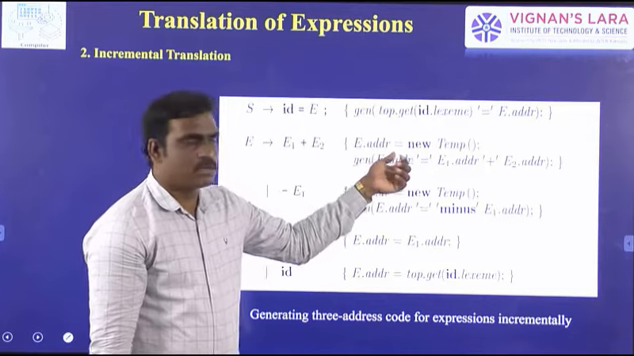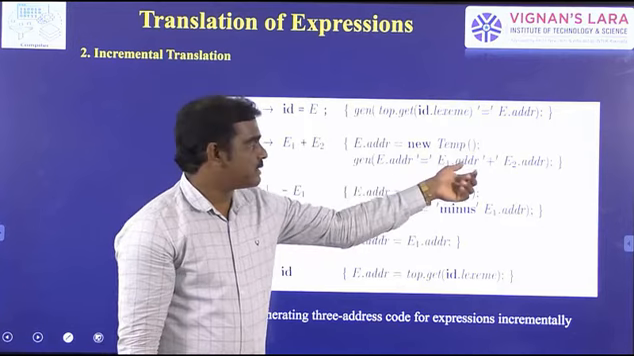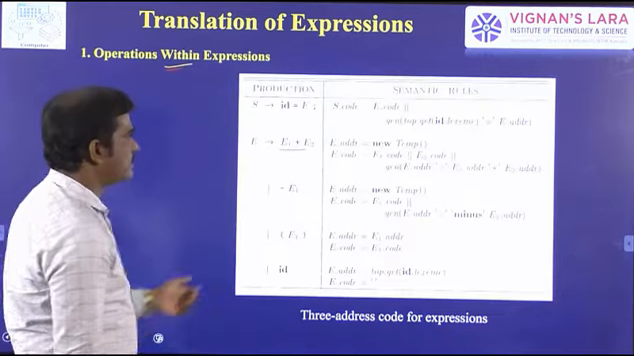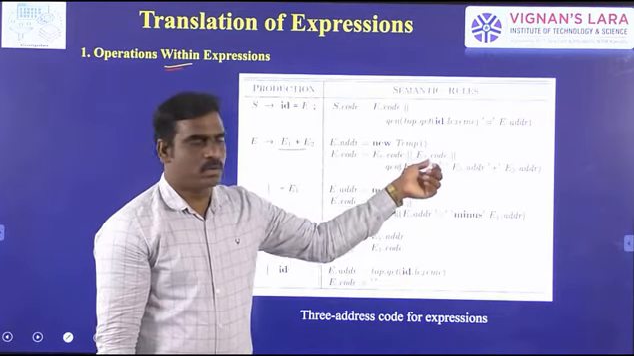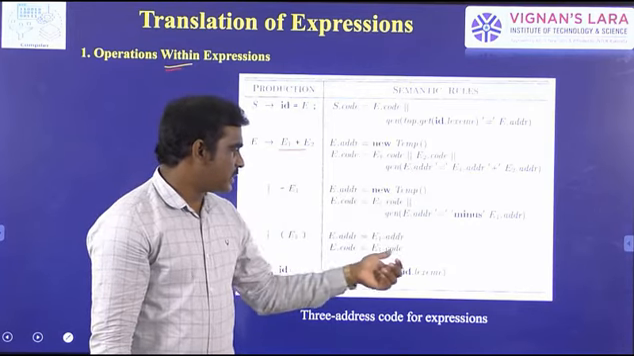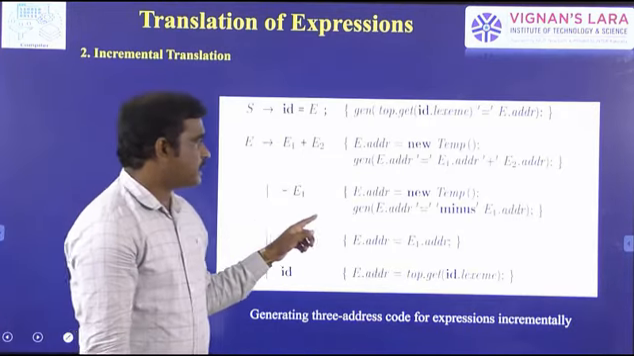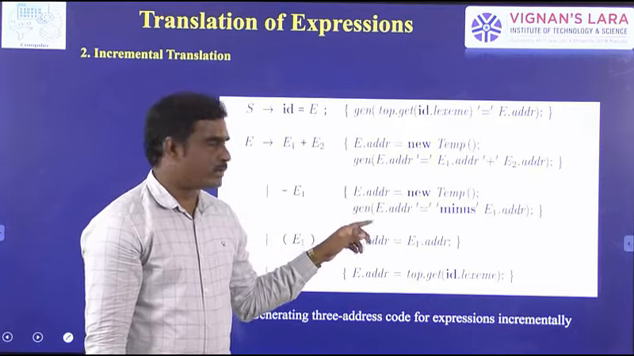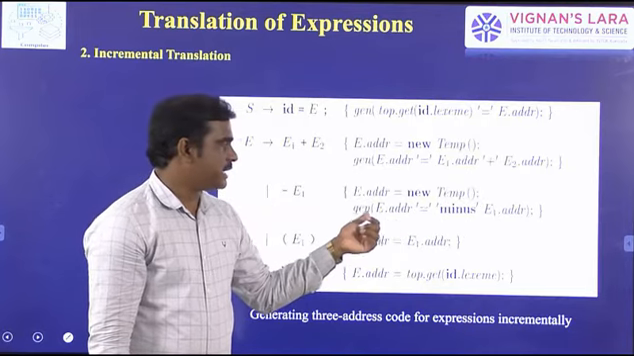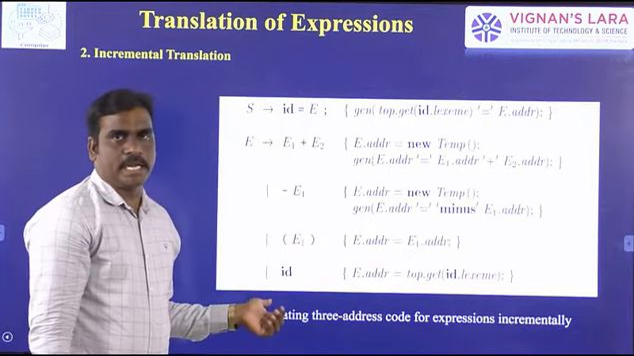So E.address = a new temporary, and generate E.address = E1.address + E2.address. No need to write E1.code and E2.code; no need to write the code part. You can write only the address part in incremental translation. Here also no need to write any code attribute. So E.address = a new temporary, and it generates E.address = minus of E1.address. Like that for E1 and id.